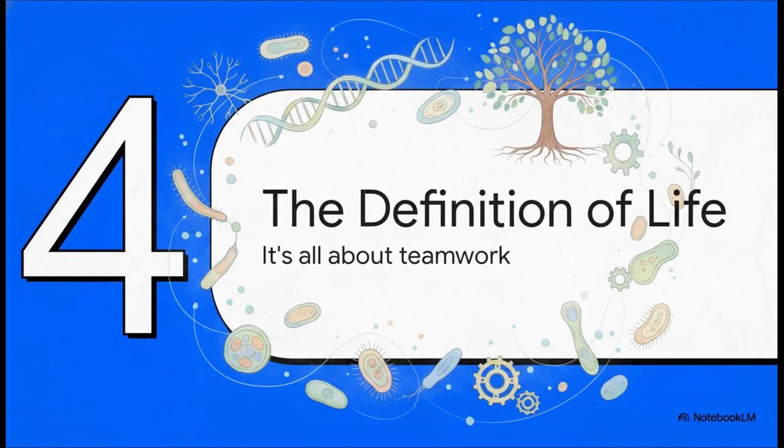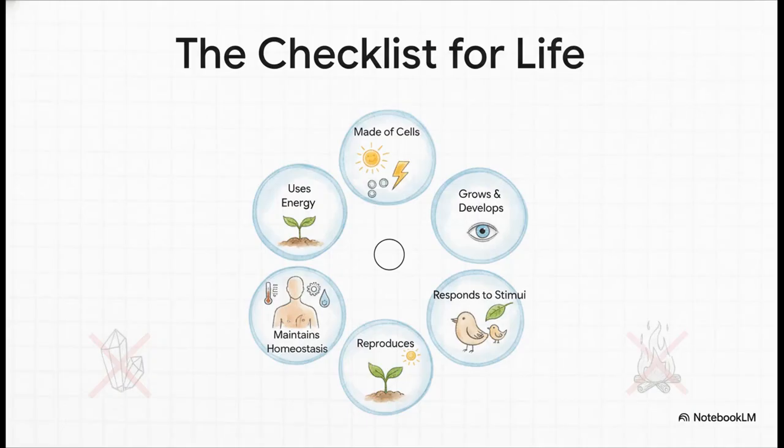As you've probably figured out by now, there's no single secret to life. It's not just one of these characteristics that makes something alive. It's the amazing teamwork of all of them working together. So let's do a quick recap. To be alive, you have to be made of cells, use energy, grow and develop, reproduce, respond to your environment, and maintain that internal stability, homeostasis. It's the whole package deal.